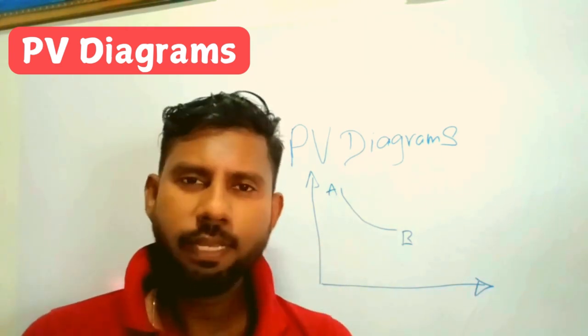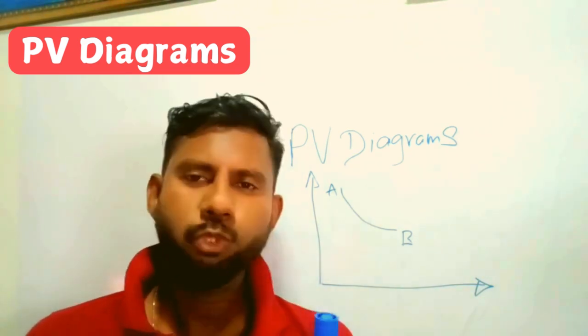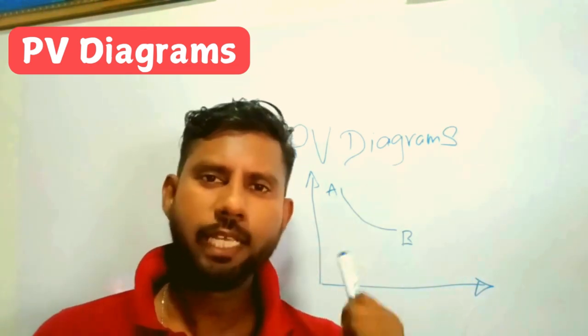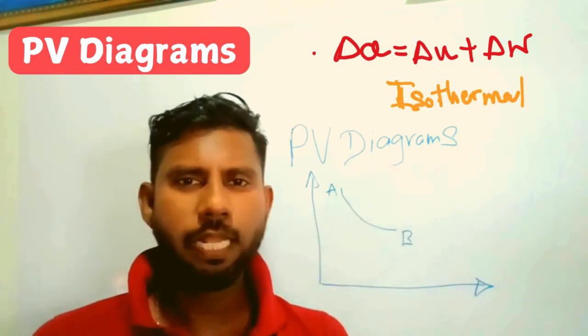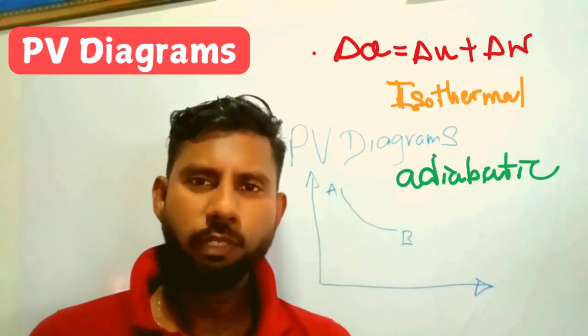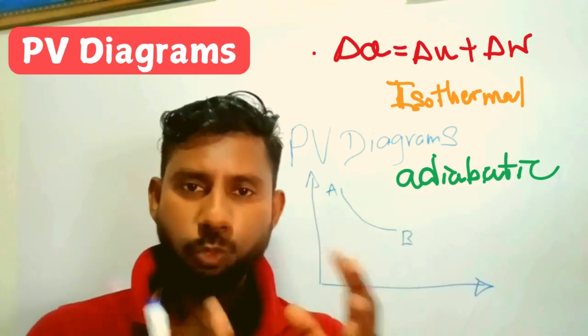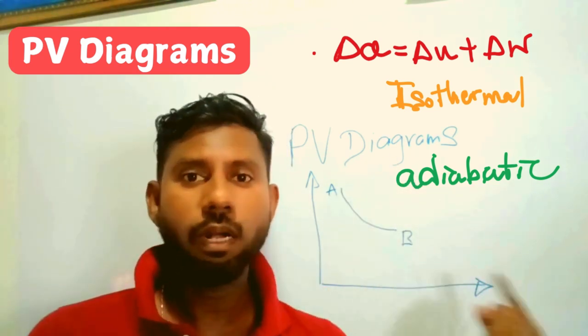Right, so basically this question is based on thermodynamics. So you should know the thermodynamics theories for sure. Delta Q equals delta U plus delta W, and we have isothermal and adiabatic expansions. So these are the things you should know before doing the questions, but there are a couple of things you should know when you are doing the question when it comes to the PV diagram graphs.